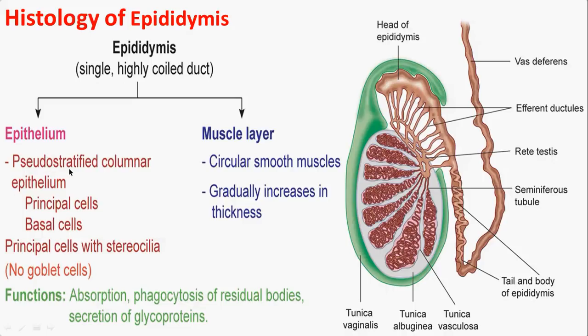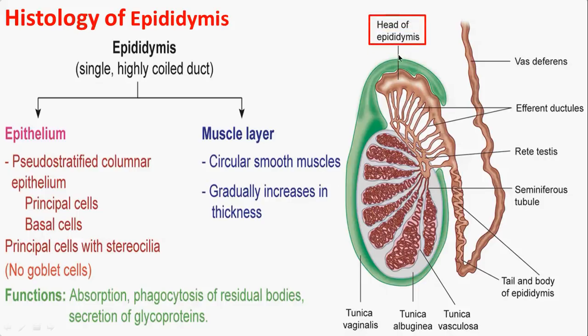So here the epithelium is a pseudostratified columnar epithelium, with principal cells and basal cells, and the principal cells have stereocilia. There is no goblet cell. Muscle layer: circular smooth muscle, gradually increasing in thickness. What are the functions of the epididymis? Absorption, phagocytosis of the residual body, and secretion of glycoprotein.